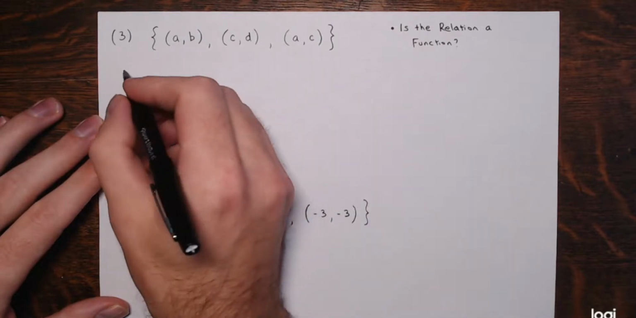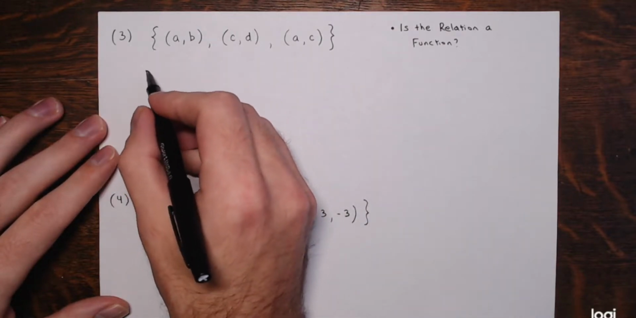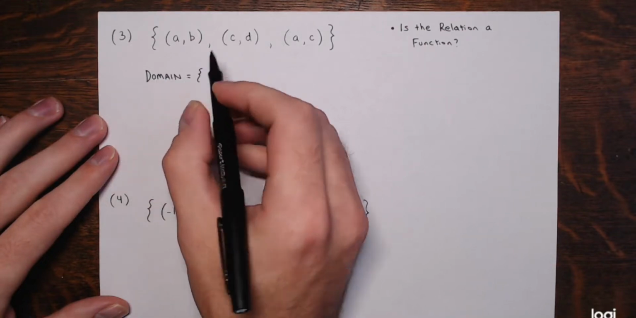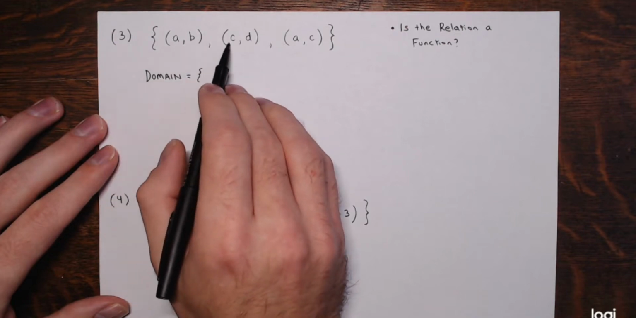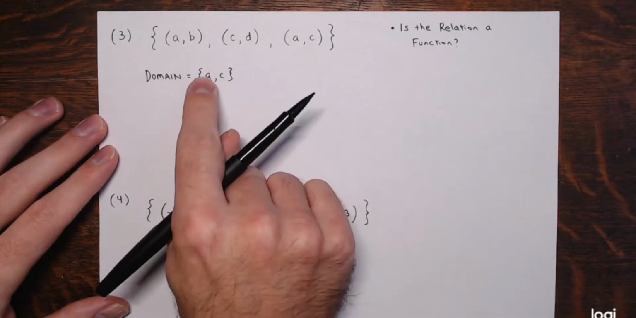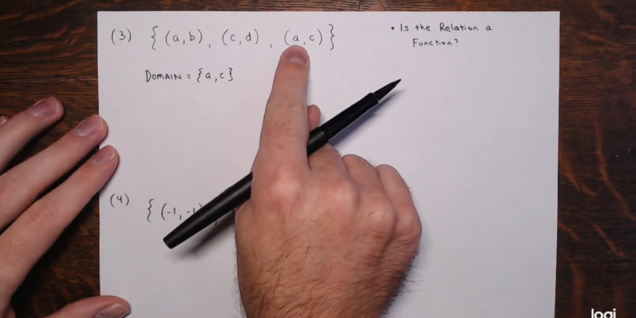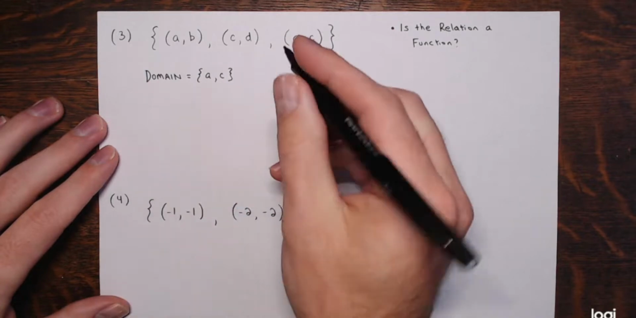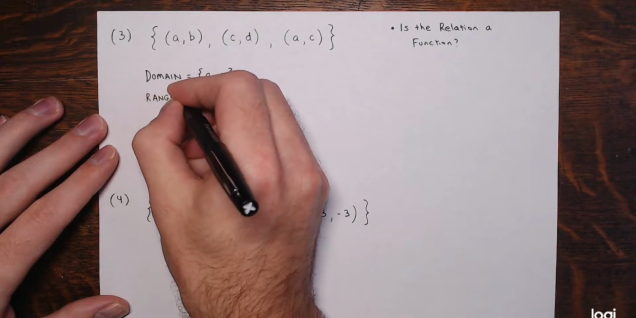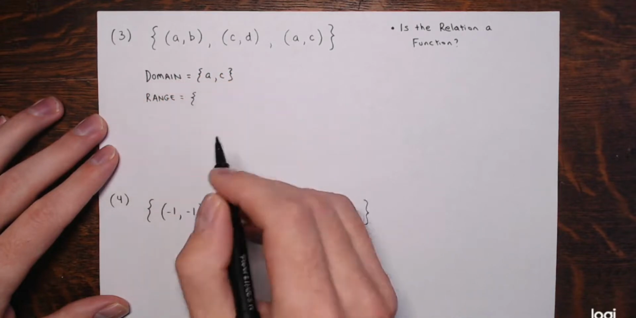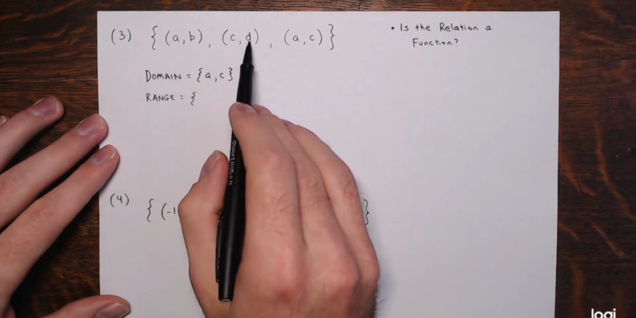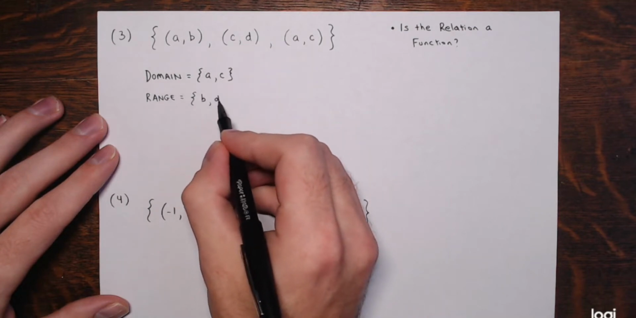So the domain here is just the set of the inputs, which are A and C. It's all the first coordinates. And there's no need to write repeats. You see how there are two values of A in the first coordinate. There's no need to write repeats. The range, the set of outputs, are all the second coordinates. And again, don't write repeats if you don't need to. B, D, and C are in the range.